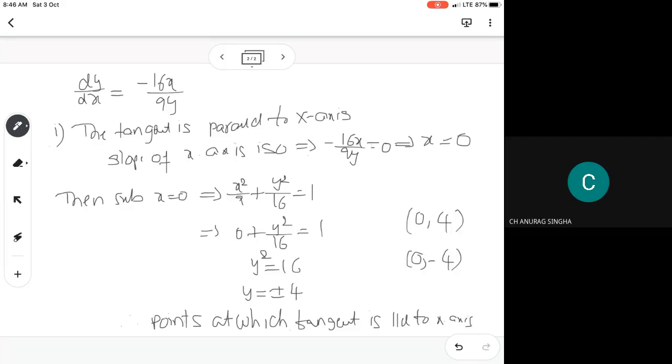In the same way, for the y-axis, this should be equated to the y-axis slope. The y-axis slope is not 0. It is undefined.